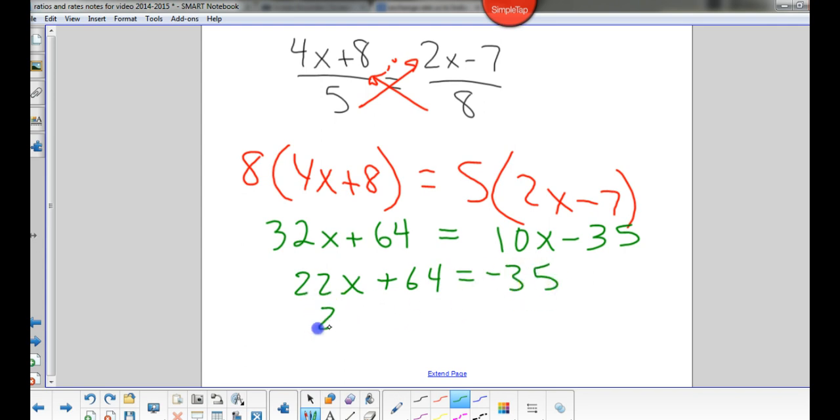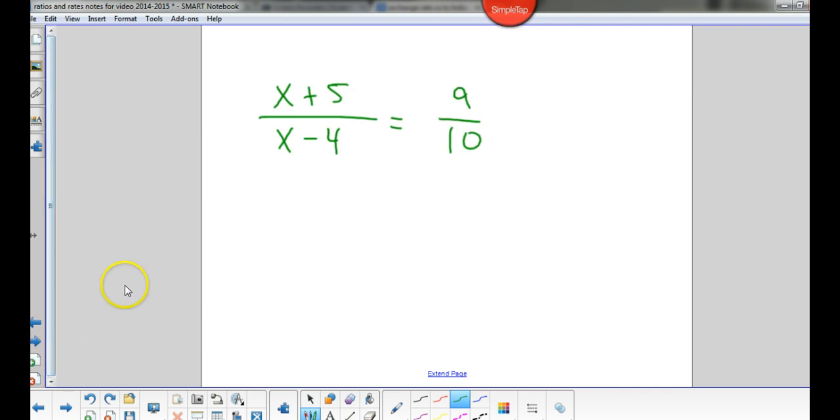Subtract 64 to both sides. You get 22x equals negative 99. And then divide both sides by 22. And you get x equals negative 9 over 2, or negative 4.5. All right, please give this one a try, and I'll come back in a second with the answer.